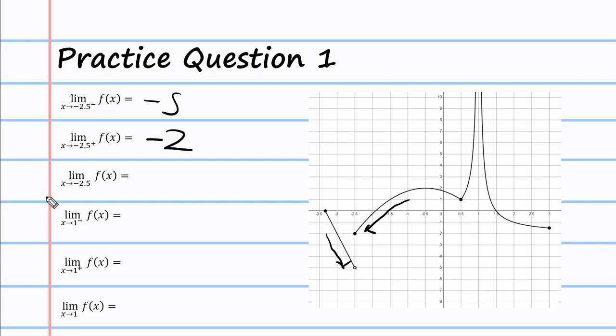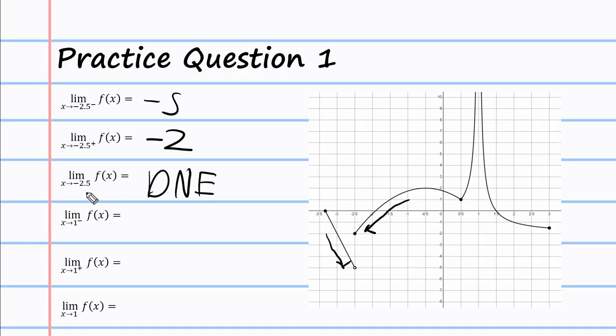All right, now the third question is asking us, what is the limit as x approaches negative 2.5 of f of x? So see, this doesn't have any direction in it, so this means this is a two-sided limit. And because the left-hand side and the right-hand side limit are not equal, we'll just say that the limit doesn't exist or is undefined.